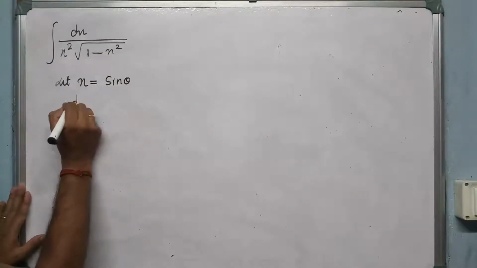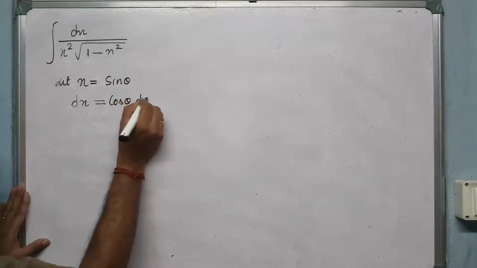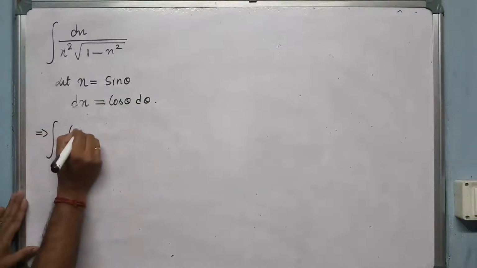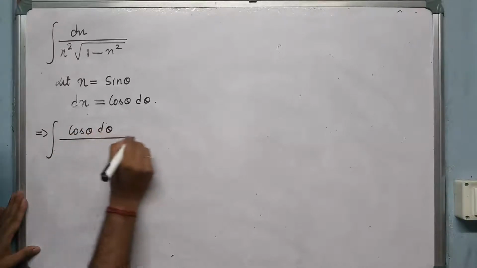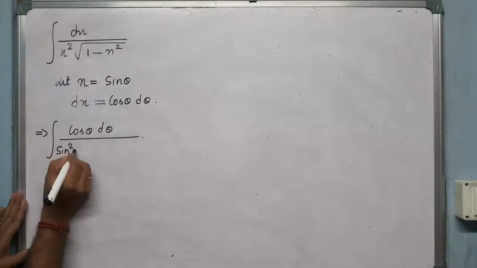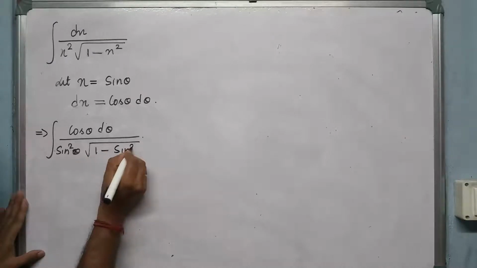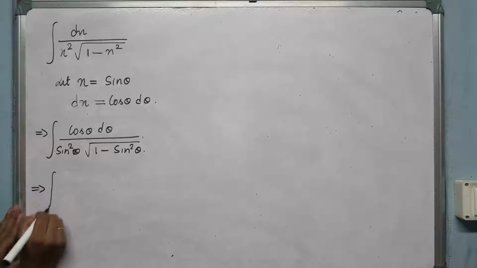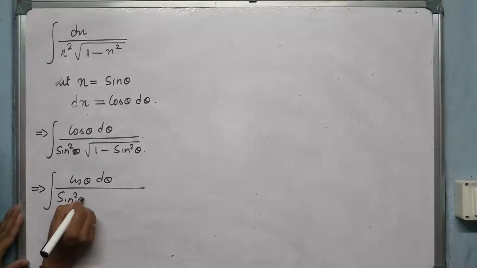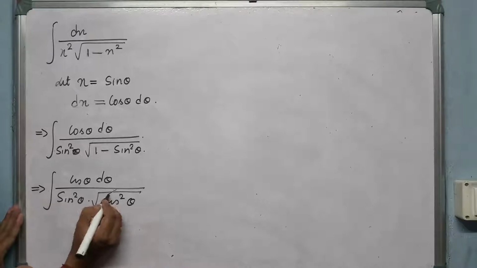Now differentiate this function: the derivative of x is dx, and the derivative of sine theta is cos theta d theta. Then the value of dx is cos theta d theta, and the value of x square is sine square theta, under root 1 minus sine square theta. Now integration cos theta d theta over sine square theta. Under root 1 minus sine square theta is cos square theta, root and square get cancelled.